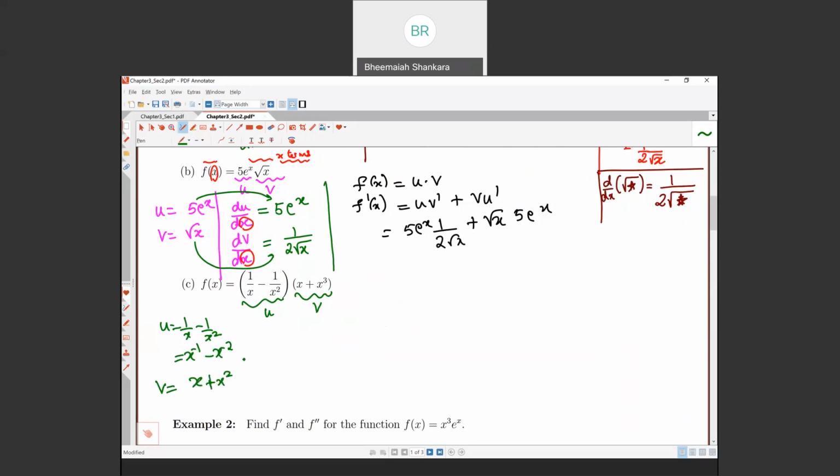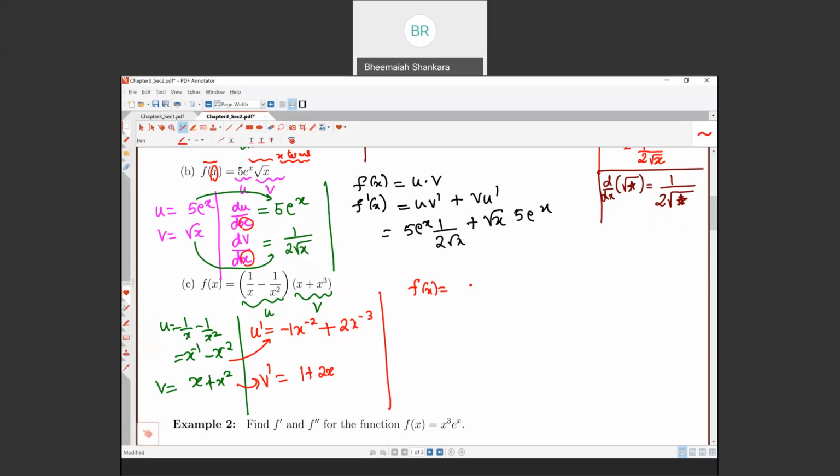So once you decide the functions u and v, you are good to derive them. Let me write u prime. I'm going to differentiate this. This is negative 1 x to the negative 2 using the power rule, and then it is positive 2 x to the negative 3. Similarly, derive the function v. You have v prime 1 plus 2x. Having differentiated the functions, you're good to go back and plug this into the formula for the product rule.